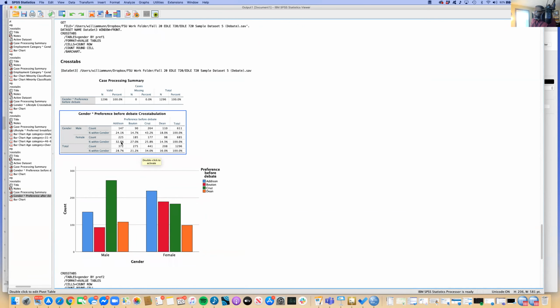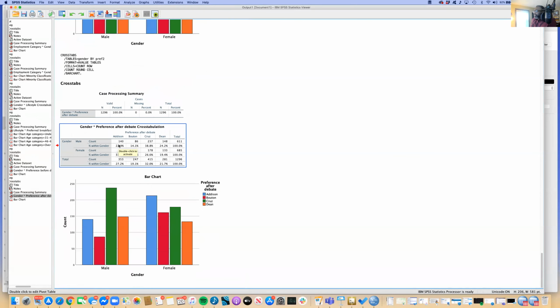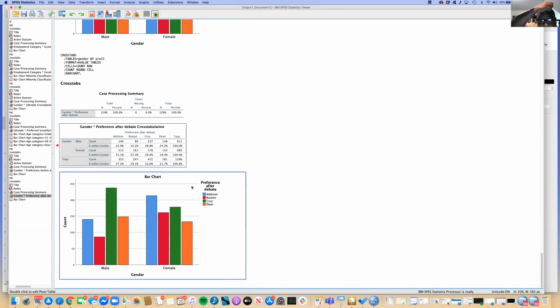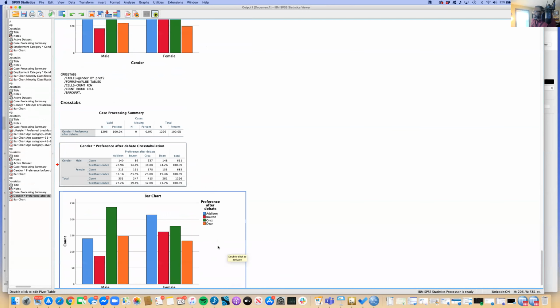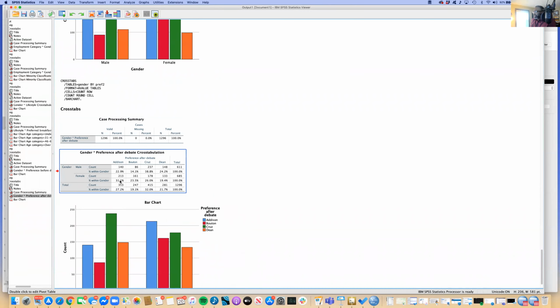But before the debate, what was that percentage? 225. Not quite. What was Addison's percentage? 32.8 with the females. So what actually happened with Addison? He went down. That's right. And it looks like, based on the chart, that they increased, and in actuality, it did not. It's 213, so he actually lost support.